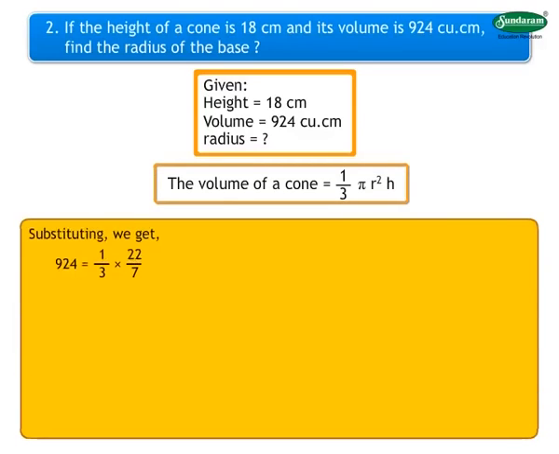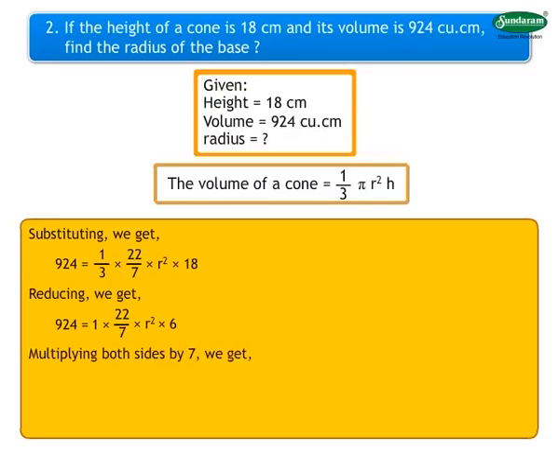Substituting, we get 924 is equal to 1 upon 3 into 22 upon 7 into r square into 18. Reducing, we get 924 is equal to 1 into 22 upon 7 into r square into 6. Multiplying both the sides by 7, we get 924 into 7 is equal to 1 into 22 upon 7 into r square into 6 into 7. 7 from the numerator and denominator gets cancelled on the right hand side. Thus, 924 into 7 is equal to 22 into 6 into r square.